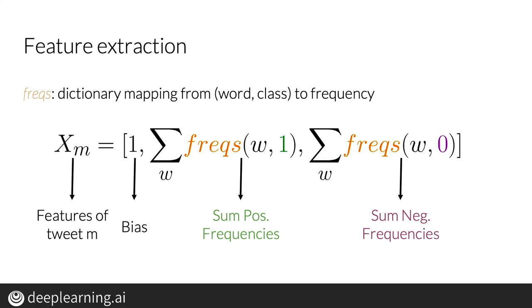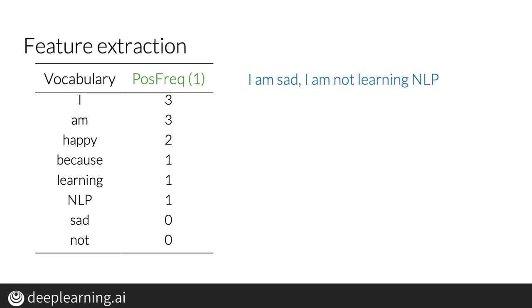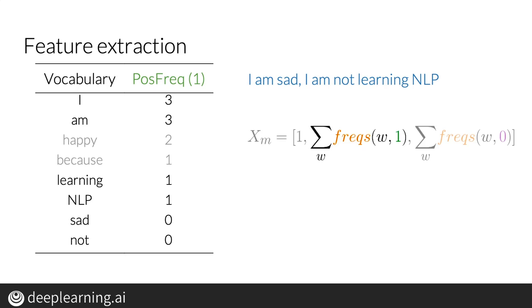Easy, right? For instance, take the following tweet. Now, let's look at the frequencies for the positive class from the last lecture. The only words from the vocabulary that don't appear on this tweet are happy and because. Now let's take a look at the second feature from the representation that you saw on the last slide. To get this value, you'll need to sum the frequencies of the words from the vocabulary that appear on the tweet. At the end, you'll get a value equal to 8.